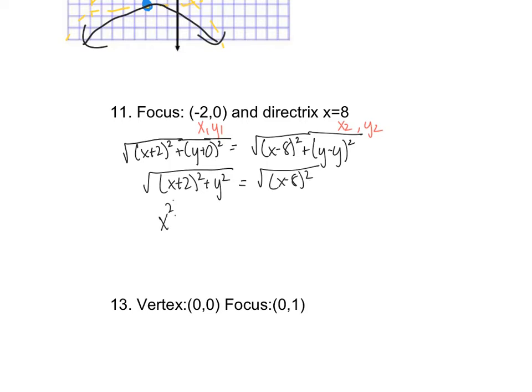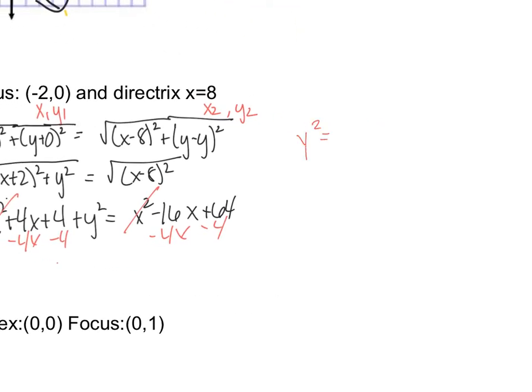FOIL that, we get x squared plus 4x plus 4 plus y squared equals, FOIL this, x squared minus 16x plus 64. X squared's the same on both sides, so that cancels. I'm going to go ahead and subtract this 4x and subtract this 4. So now I'm at y squared equals negative 20x plus 60. And we're going to divide this by negative 20. So 1 over 5 y squared equals positive x minus 3.